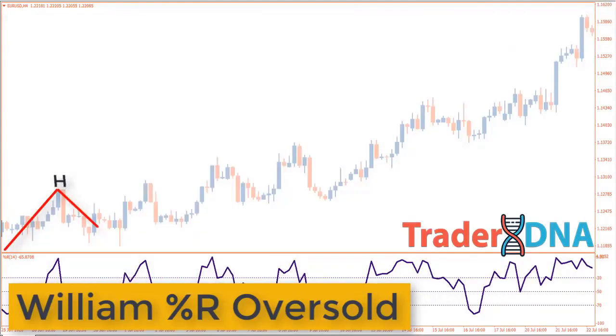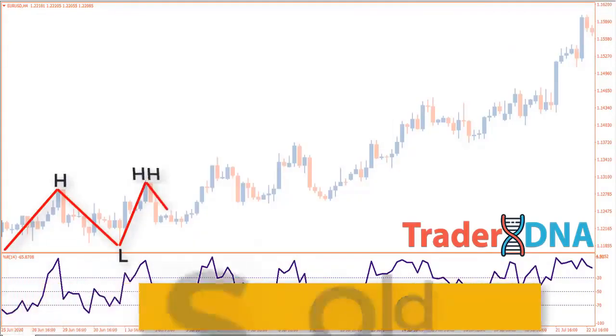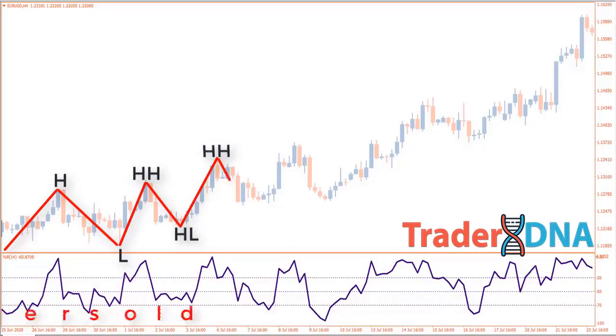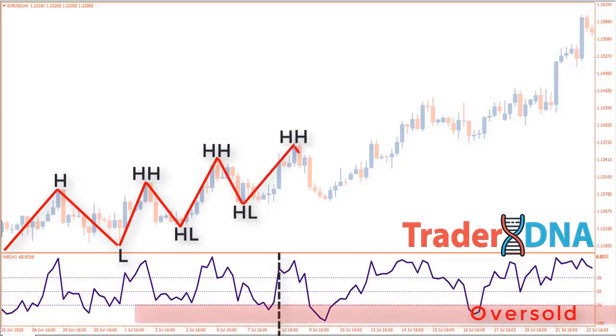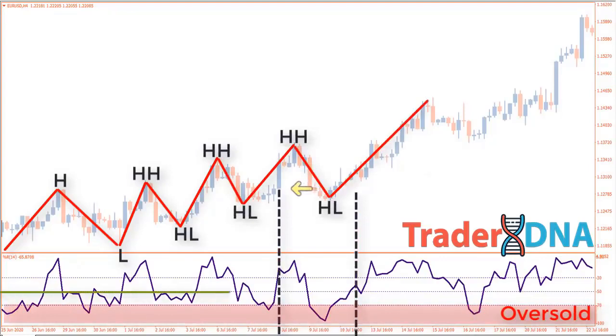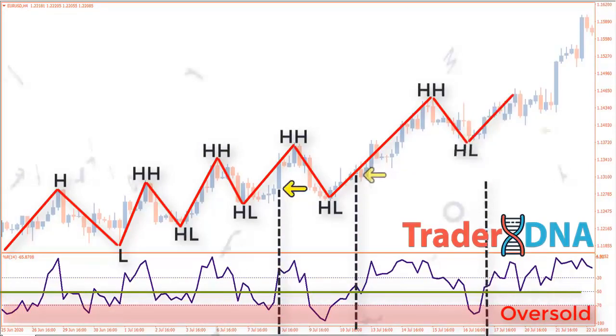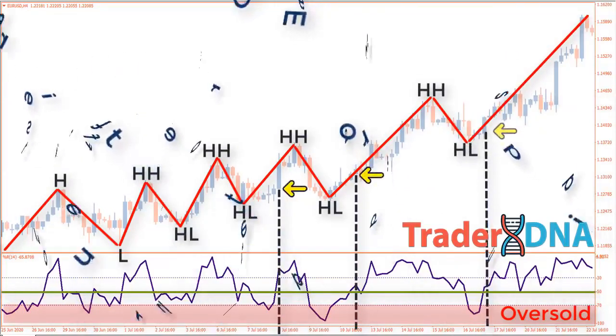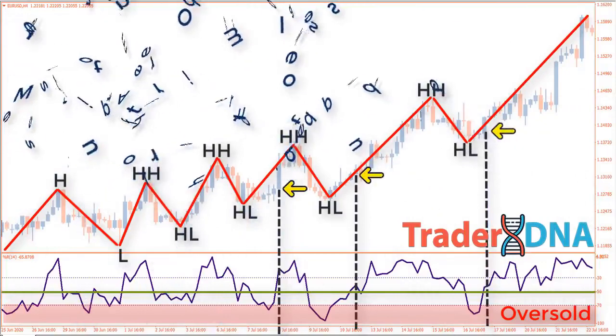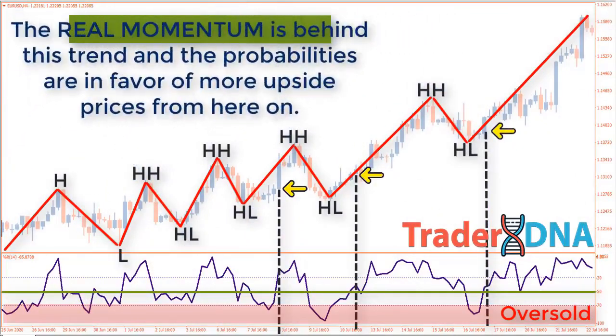We're going to use the Williams %R indicator in a smart way. In an uptrend, we buy after the indicator has reached oversold conditions, or below -70, and then rallied back above the -50 level. Now, we have confirmation from both the price and the momentum indicator. The real momentum is behind this trend and the probabilities are in favor of more upside prices from here on. The next important thing we need to establish is where to place our protective stop loss.